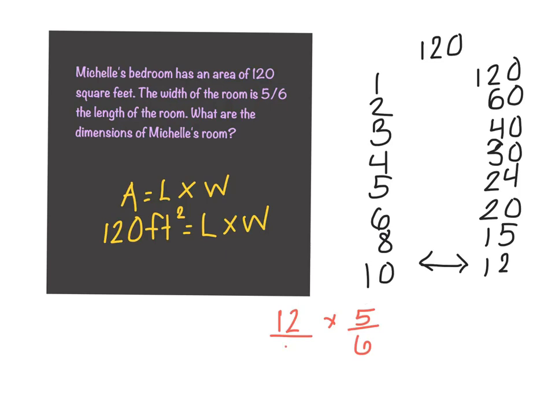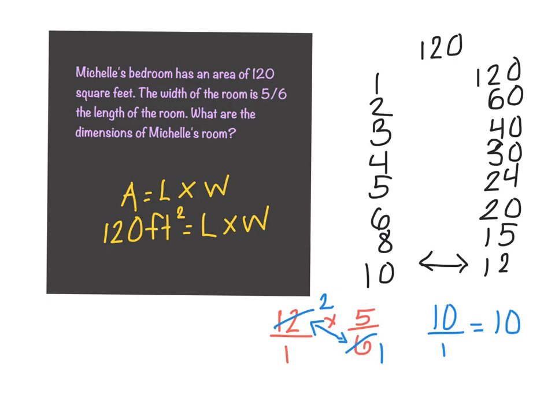So I'm going to put the 12 over a 1. I'm going to do a little cross canceling, going crossways. I can divide both 12 and 6 by 6. 6 divided by 6 is 1. 12 divided by 6 is 2. And 5 times 2 is 10 over 1, which is equal to 10. So my first guess was right, but my first guess was right because I took the time to think of all of my factors.